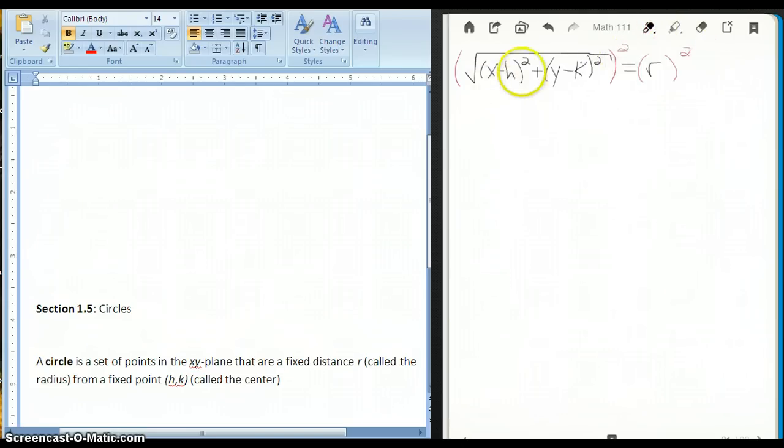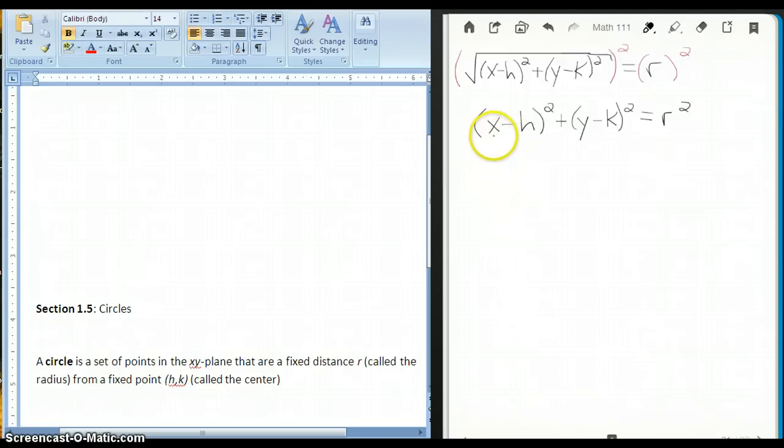When I square both sides, the square of a square root cancels, right? So I'm just left with (x minus h) squared plus (y minus k) squared equals, what happens on the right side? It's just r squared. And actually, what we now have is a perfectly good equation of a circle. It's an equation in 2 variables.